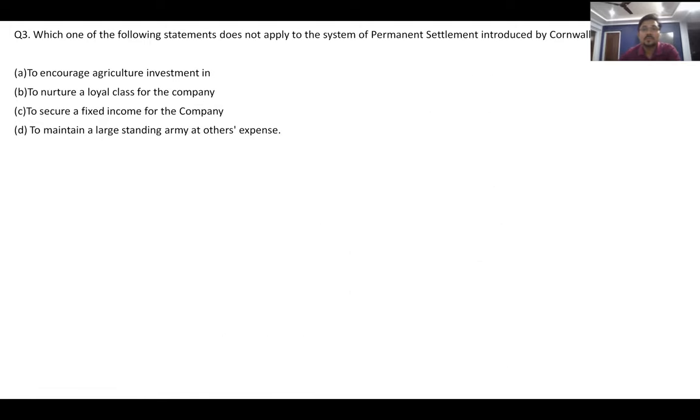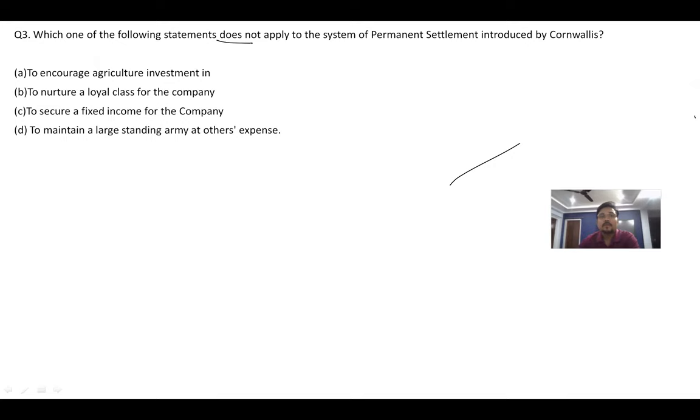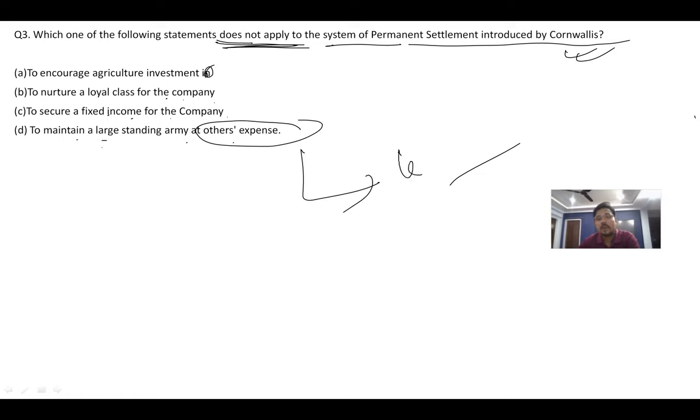Next, question 15: which of the following statements does not apply to the system of permanent settlement introduced by Lord Cornwallis? To encourage agriculture investment, to nurture a loyal class for the company, to secure a fixed income for the company, to maintain a large standing army at others' expense. So this is not a permanent settlement; this is Wellesley's subsidiary alliance. So D is the answer.